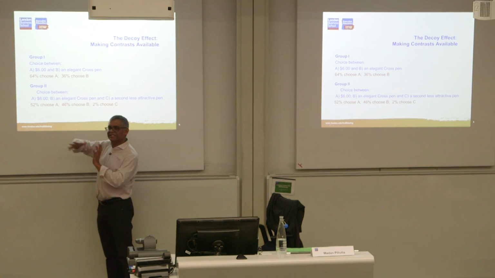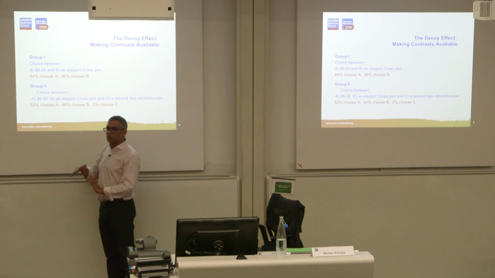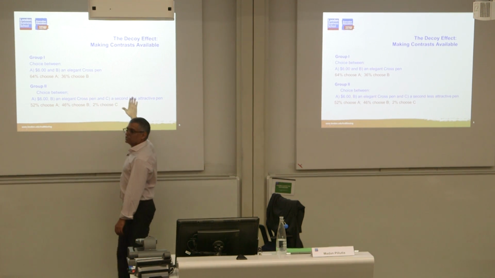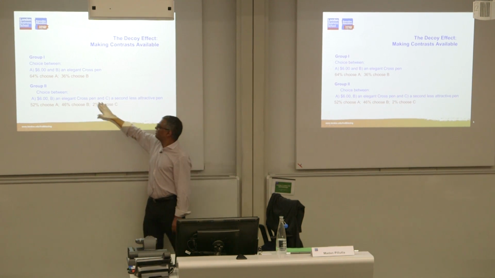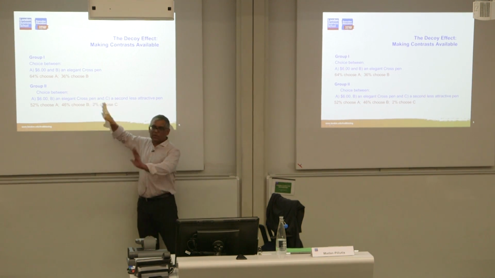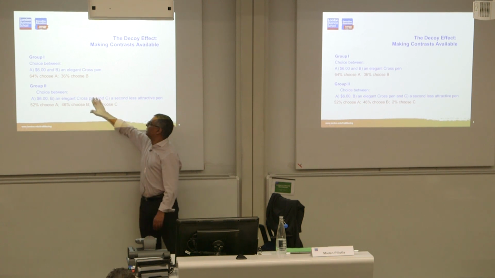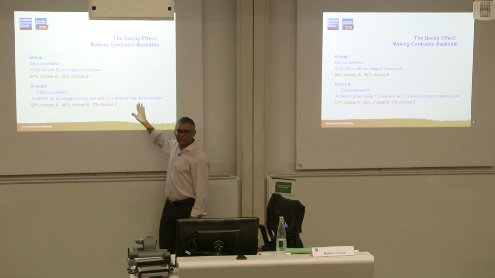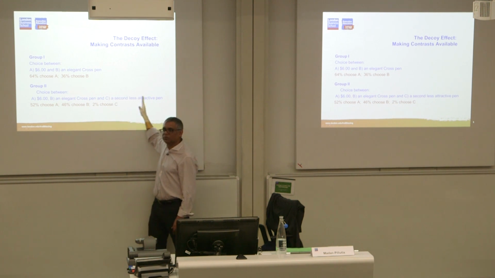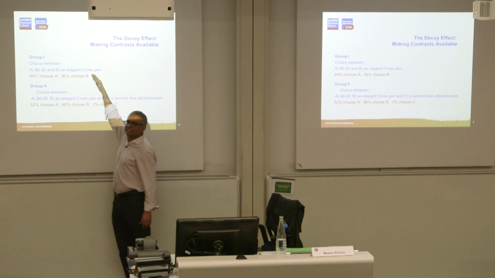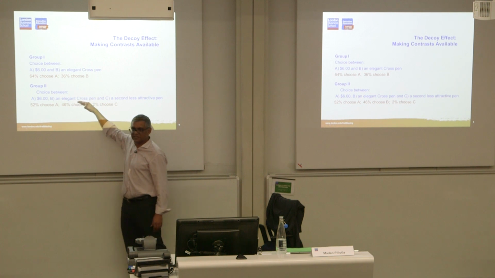Those of you who have some kind of econ training know that this is called a dominated choice. You have a Cross pen that, in all the dimensions, is better in all its qualities than a not so nice pen. It's just better in all the qualities, which means that if a dominated choice enters a choice set, it should not have an impact at all. So people should take this out. This is the same as this. Really, this is the same as this.